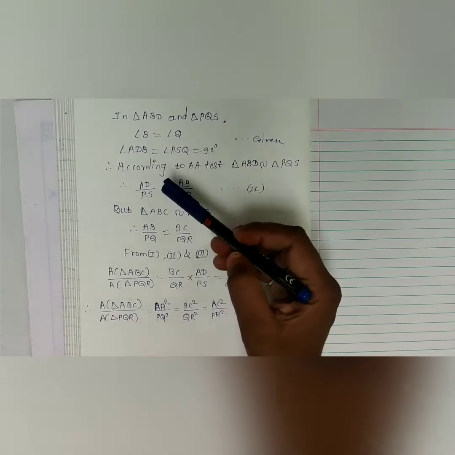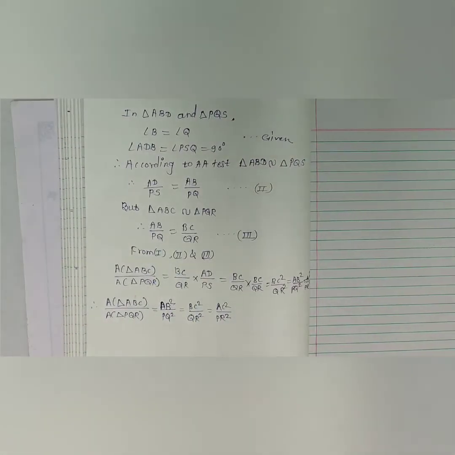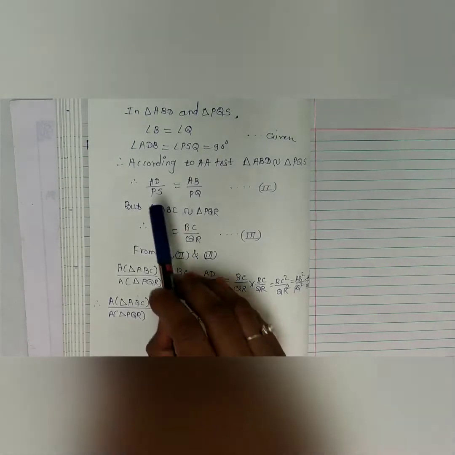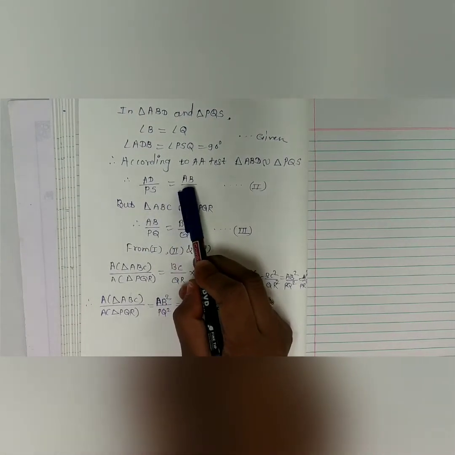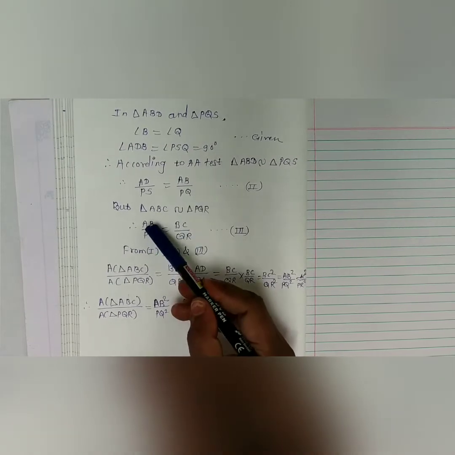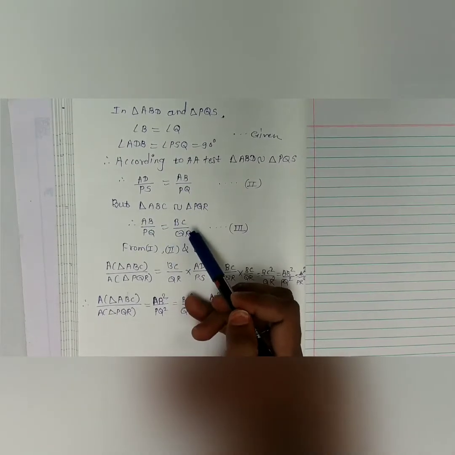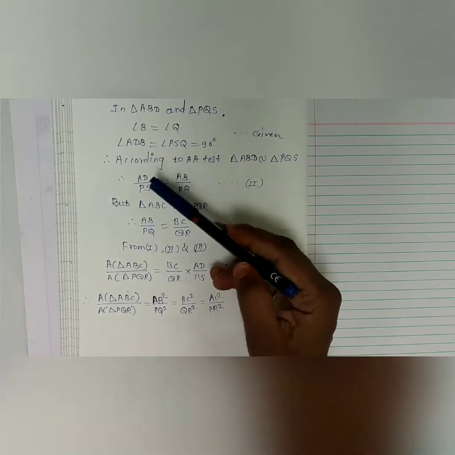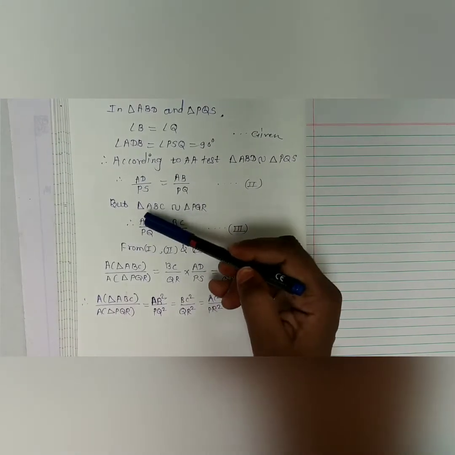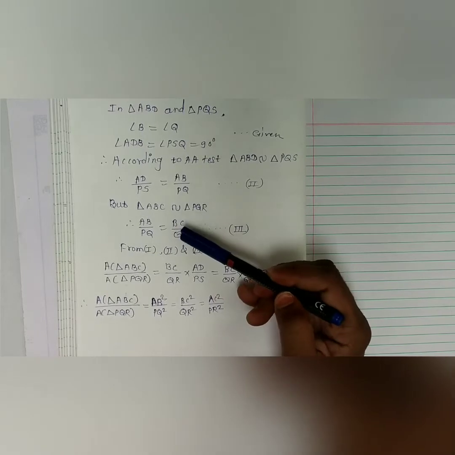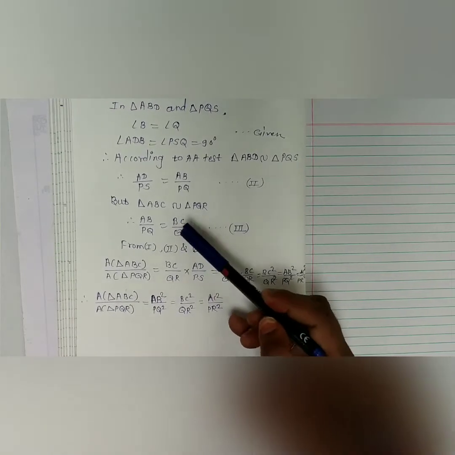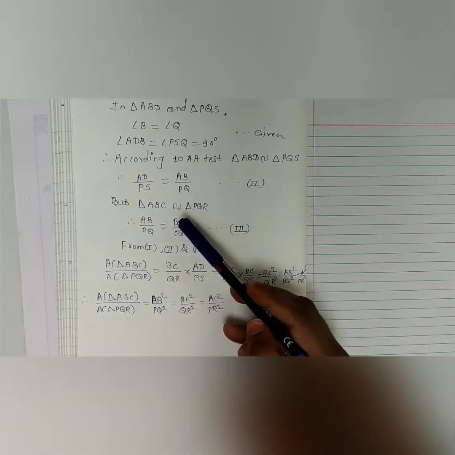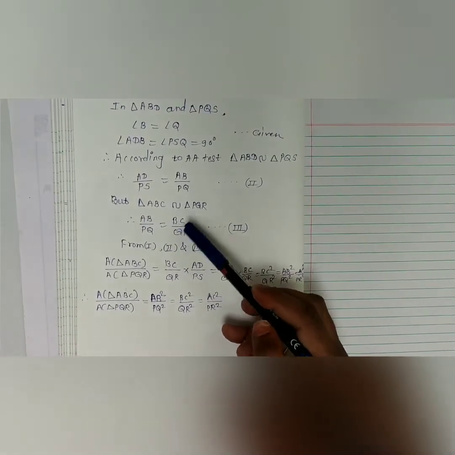Means in first, what is the given? BC upon QR into AD upon PS. This is the first. And second, AD upon PS is equal to AB upon PQ. And third, AB upon PQ is equal to BC upon QR. Means what is the value of AB upon PQ? AD upon PS. But here what is the value of AB upon PQ? BC upon QR. Means instead of AD upon PS, we write directly BC upon QR.